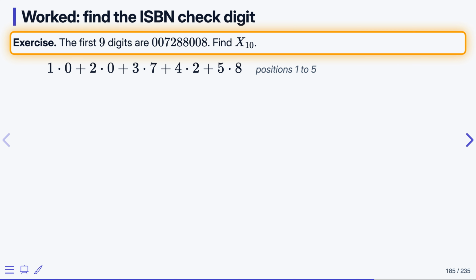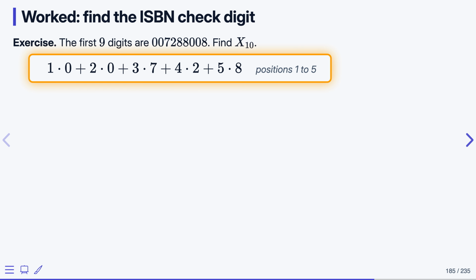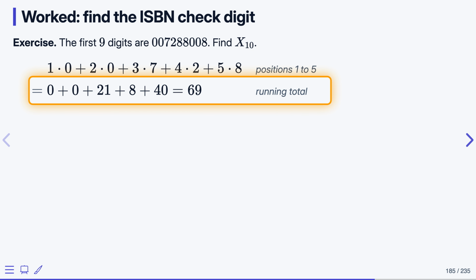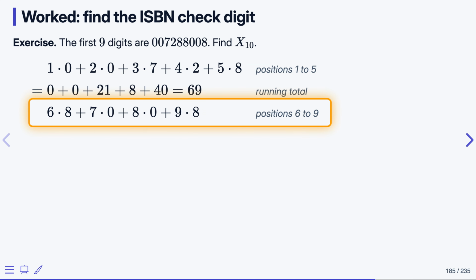Let's find an ISBN check digit. The 9 digits are 0, 0, 7, 2, 8, 8, 0, 0, 8. Line 0, take positions 1 to 5. Multiply each digit by its position. 1 times 0, 2 times 0, 3 times 7, 4 times 2, 5 times 8. Step 1, work them out. 0, 0, 21, 8, 40. That adds to 69.